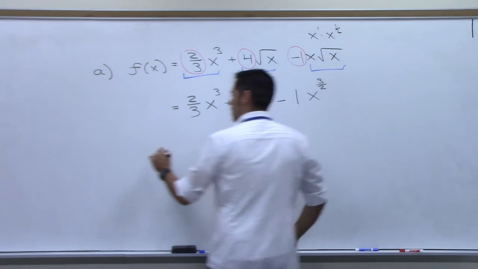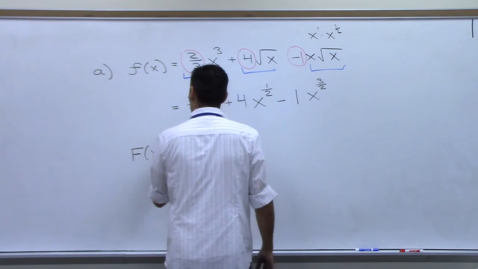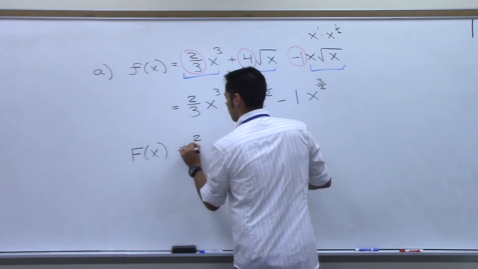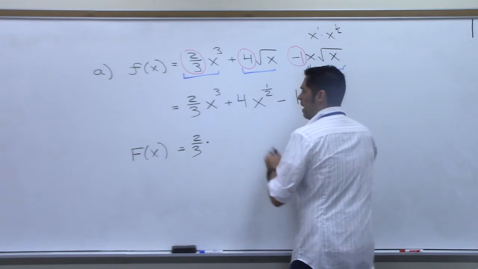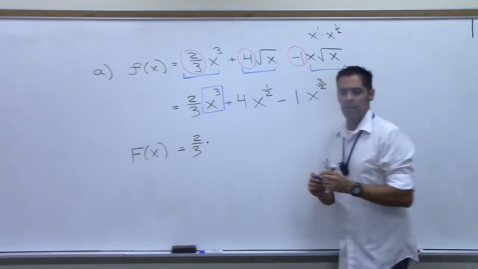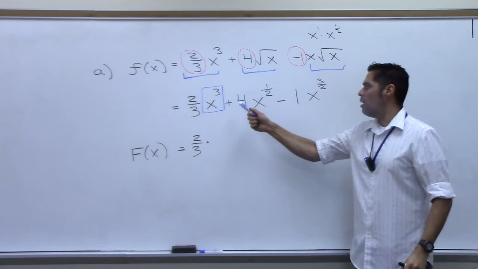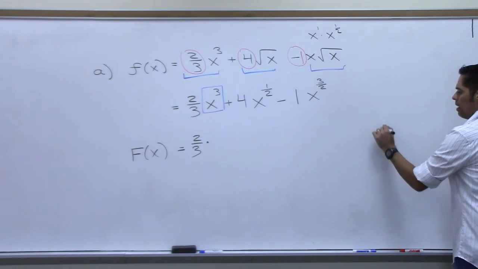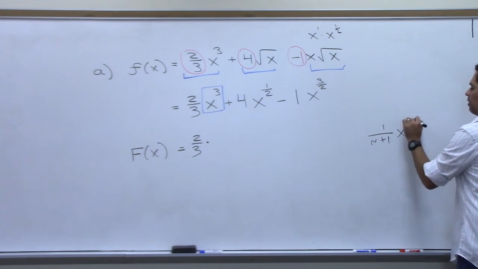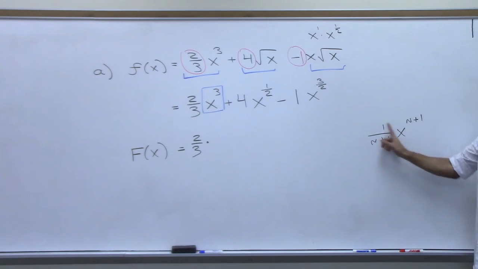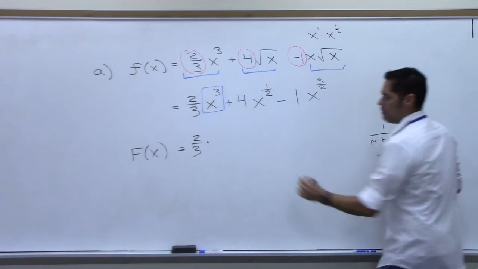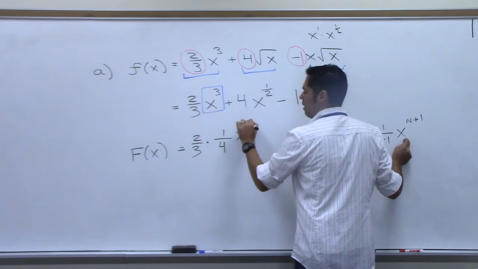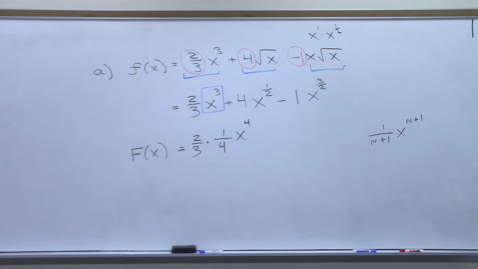Capital F of x equals, so this 2/3 is going to come for the ride. Here it comes, just 2/3, times, now I'm going to do my power rule on this. What's the n for us in the problem here? 3. So the formula is 1 over n plus 1, x to the n plus 1. So this piece will be 1 over 3 plus 1, so 1 over 4, and then x to the same number, 4. That's the first one. Any questions on that?